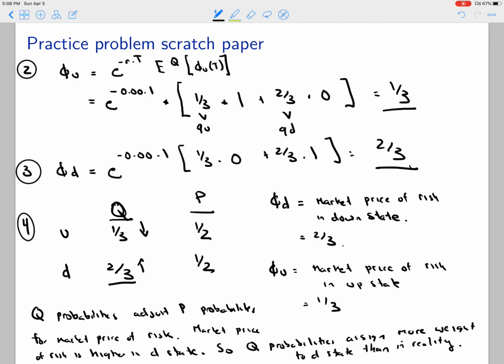So that when we perform an expected value calculation, it's correctly taking into account that cash flows in the down state are worth more than cash flows in the up state in a risk neutral sense.